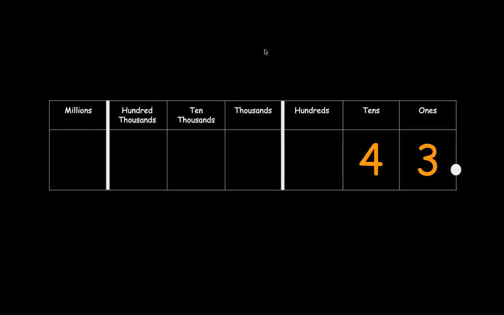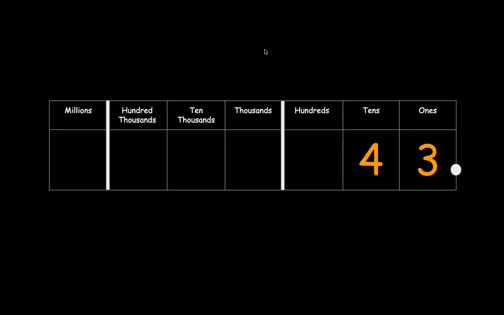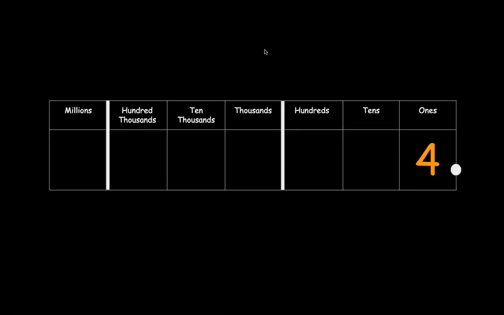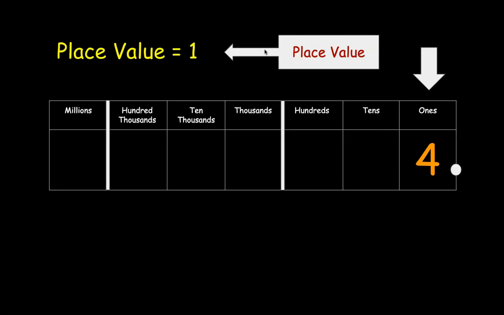If you look at this number, 43, you've got a 4 and a 3. I'm going to ask you, what is the value of the 4? How much is it worth? It's clearly not worth 4. You can already see that it's actually worth 40. You can see it's 4 in the tens column. So that 4 has a value of 40, or it is worth 40. Now, that number 4 has a value of 4, but its place value is 1.